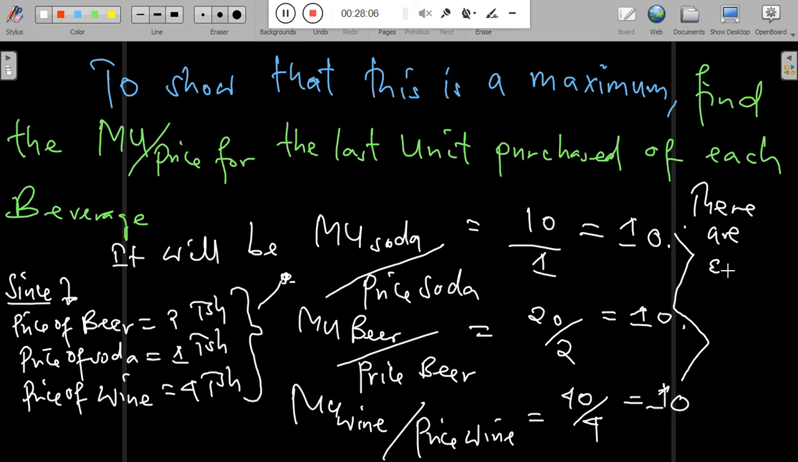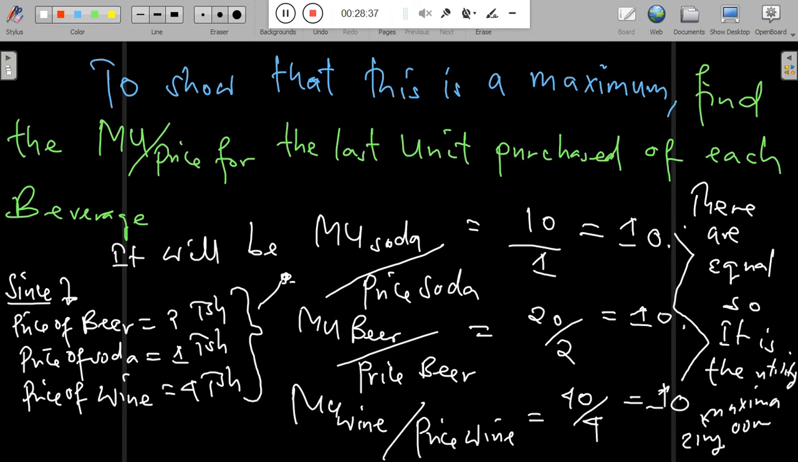So this shows that this is a maximum for the 3 beverages for Mr. Vijaya, the maximization of utility for his birthday celebration, as you can observe. They are equal, so it is the utility-maximizing bundle for Mr. Vijaya.